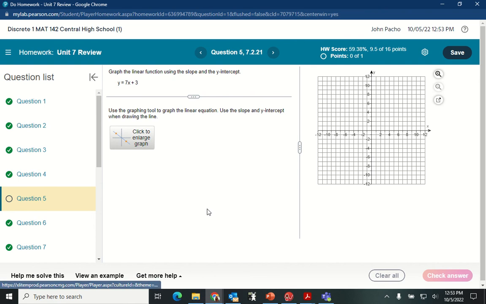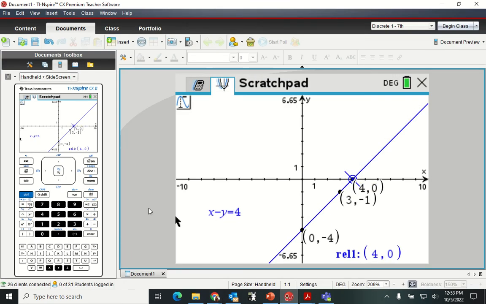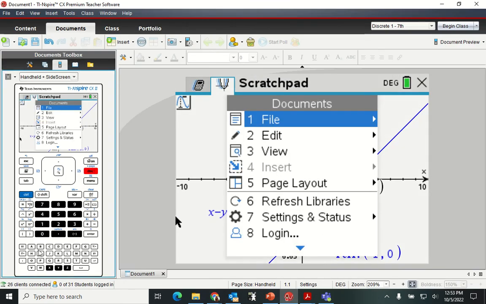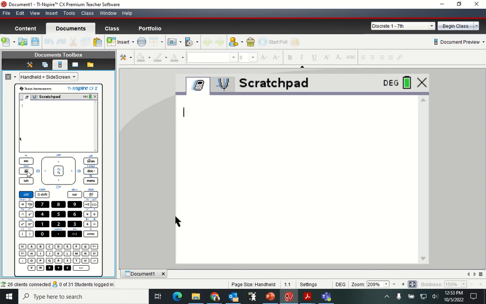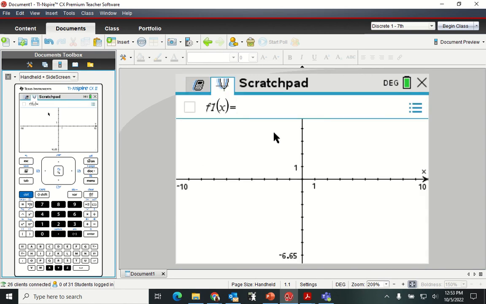All right, you said question 5. It says graph linear function using slope and y-intercept. Okay, it says y equals 7x plus 3. If I were to use my calculator, do I enter it as y equals? No. What do I use? F of x, right? F of x. And it said, what did it say? 7x plus 3, I think that's what mine said.